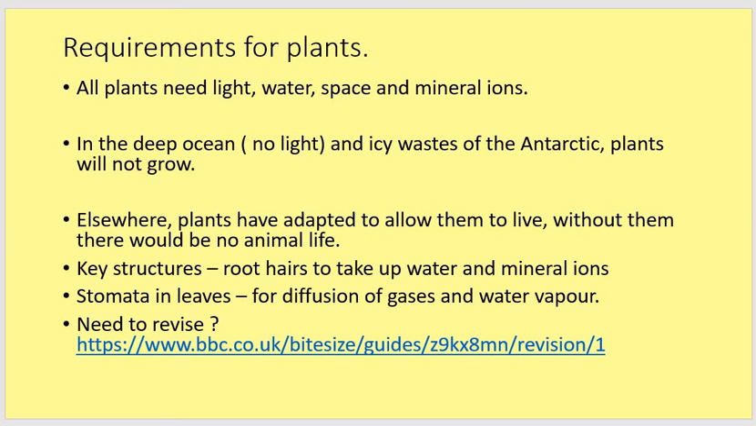Right, requirements for plants. All plants need light, water and mineral ions for photosynthesis. They also need space in which to live and to spread out their leaves. In the deep ocean where there's no light and places that are really cold, plants will not grow. As plants are primary producers, they produce all the food that other animals are dependent on. There will not be a lot of animals in those environments.